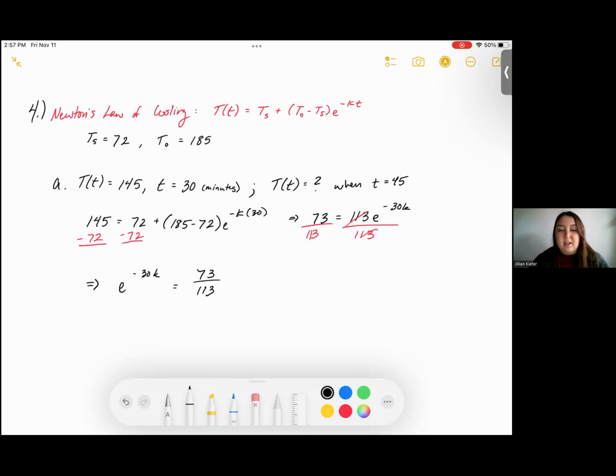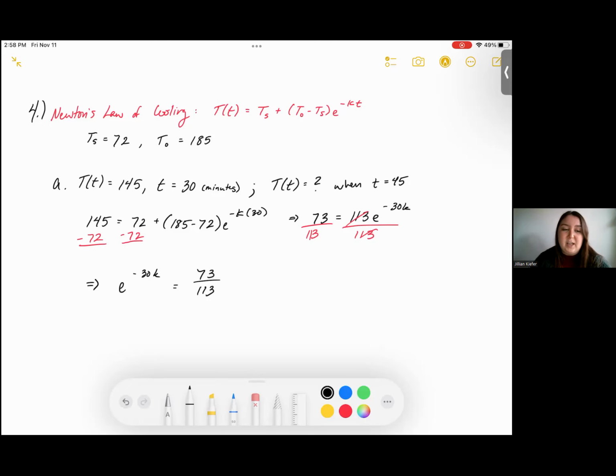Now you could divide 73 by 113 if you'd like. If you do, always remember to keep a lot of decimal places so that you can have an accurate answer in the end. You never want to round in the middle of your problem, especially not to like 1 or 2 decimal places. Definitely not. If you want to find a decimal value and you have to round somewhere in the middle of your problem, keep as many decimal places as possible. So we're just going to leave it as 73 over 113 in this case.